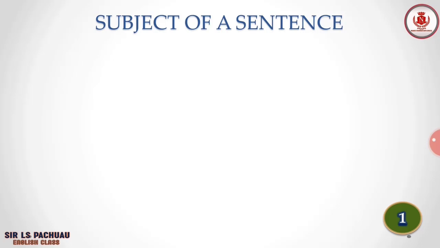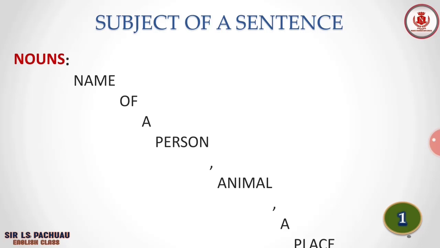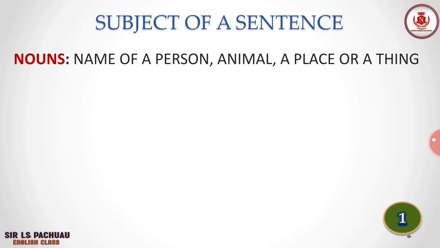Alright, subject of a sentence here. The subject of a sentence can be a noun or nouns. A noun is the name of a person, animal, a place or a thing or an idea or something like that. We know that, right? So we can use nouns as the subject of a sentence.